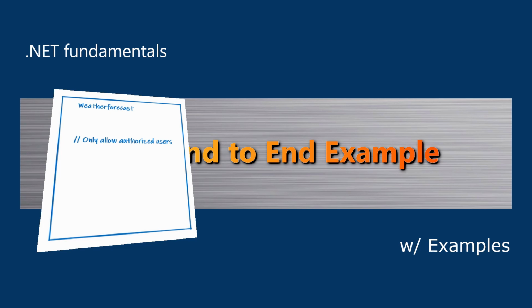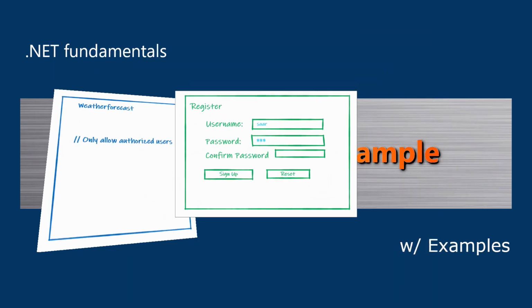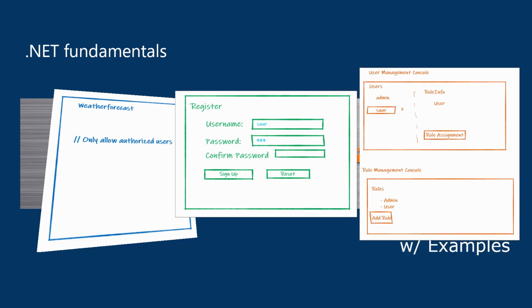The second piece is about the registration of the user. The user will be able to type in their username and password to sign up for a new credential. The third piece is about user management and role management. Things like listing all the users, listing all the roles, do role assignments, and so on and so forth. Only admins can do these actions.